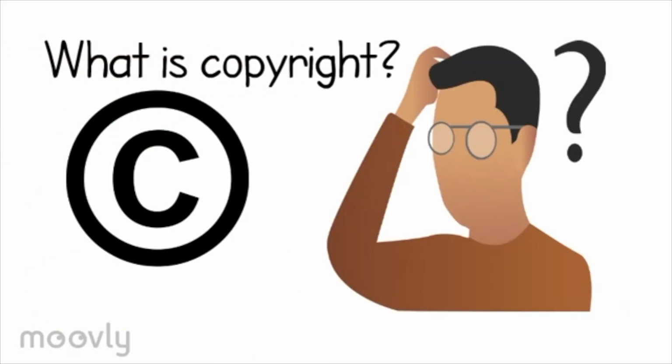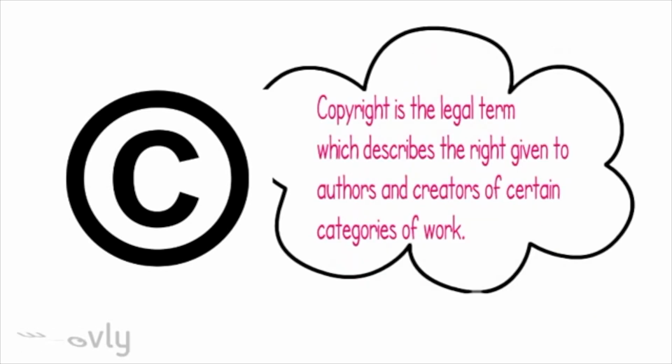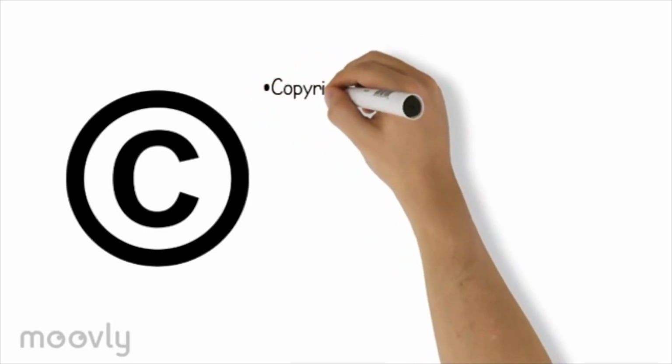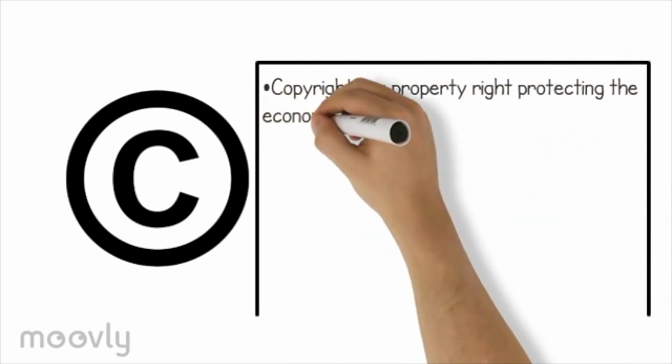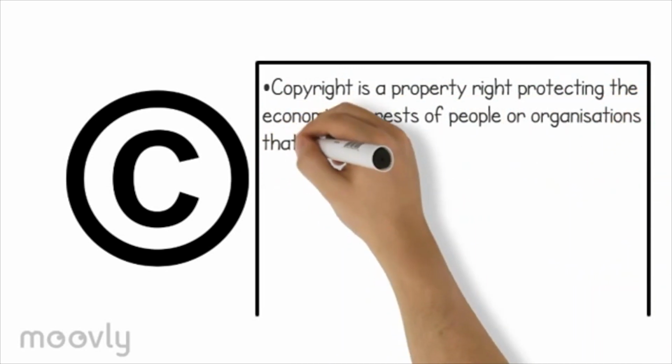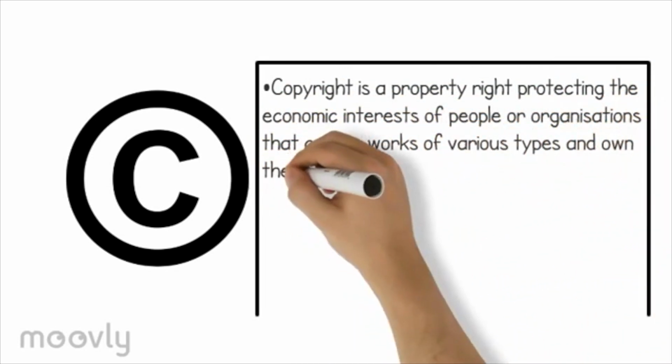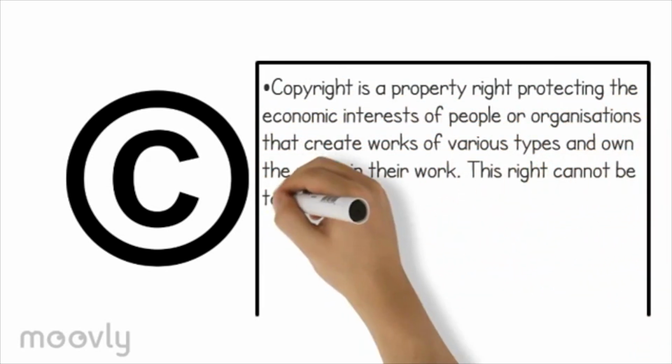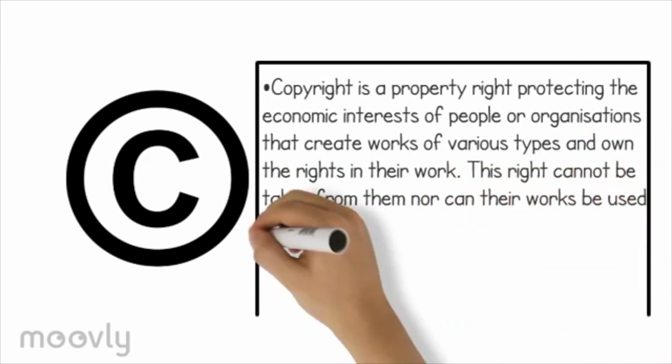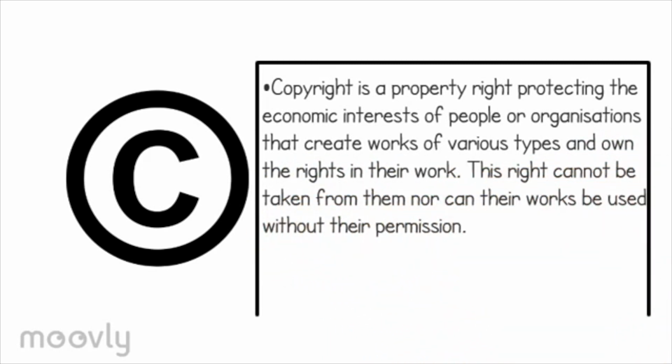So what is copyright? Copyright is the legal term which describes the right given to authors and creators of certain categories of work. Copyright is a property right protecting the economic interests of people or organizations that create works of various types and own the rights in their work. This right cannot be taken from them, nor can their works be used without their permission.